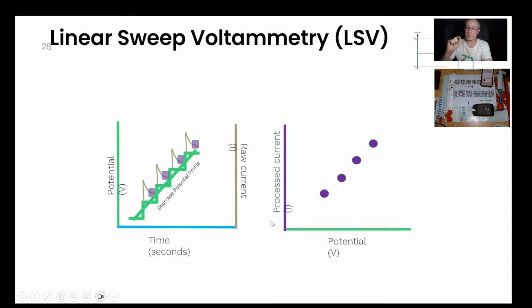And every time you change potential, you get a charging current. So what they do in linear sweep voltammetry, and this will also be applicable to square wave and differential pulse voltammetry, is take these little steps, wait a few milliseconds, and take a reading. They take a step, wait a few milliseconds, and take a reading, again and again.